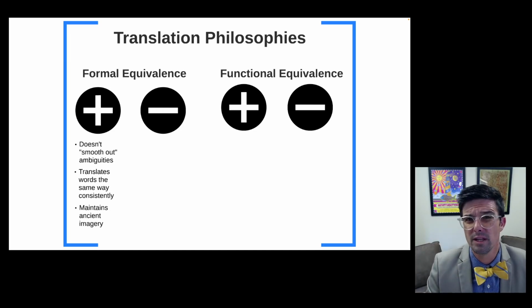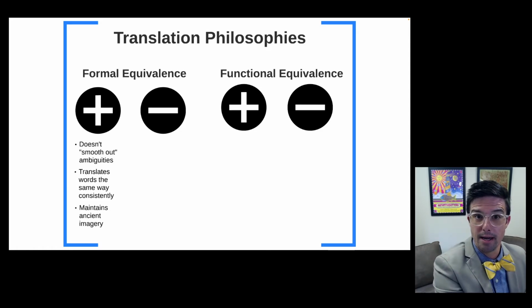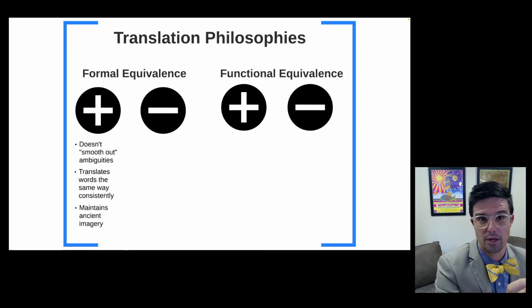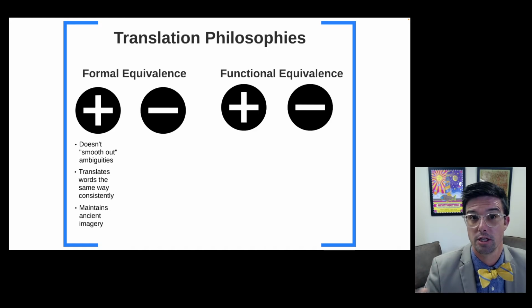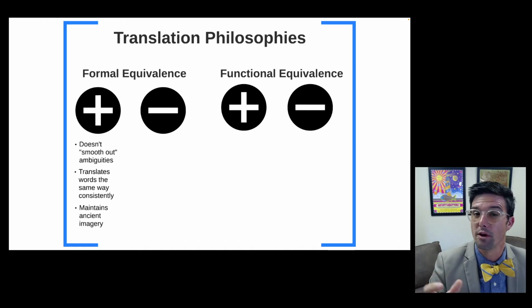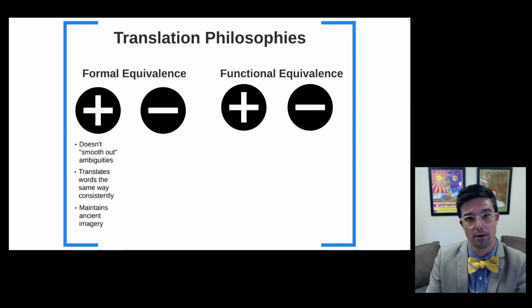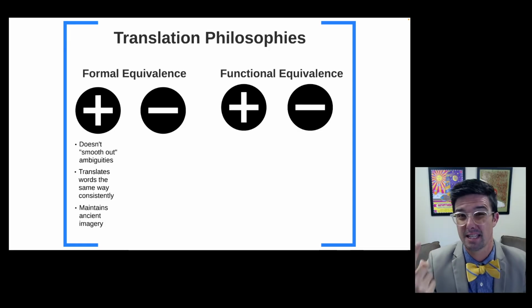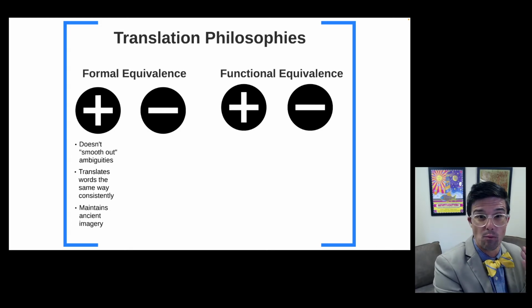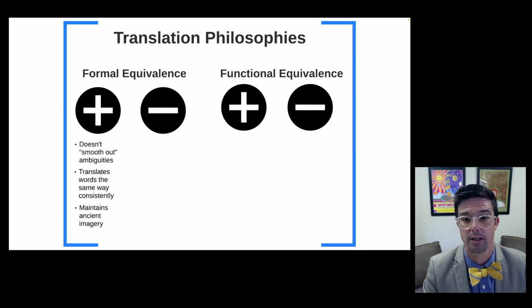The next bullet point here, they really translate the same words consistently. So for example, the Greek word agape is going to be, in a formal equivalence translation, almost always translated as love, whereas in a functional equivalence translation, there might be a little bit more play with the English word, and something other than love might be used. So in a formal equivalence translation, if you see the same English word repeated over and over again, you can expect that it is translating the same Greek or Hebrew word each and every time you see it repeated in English.